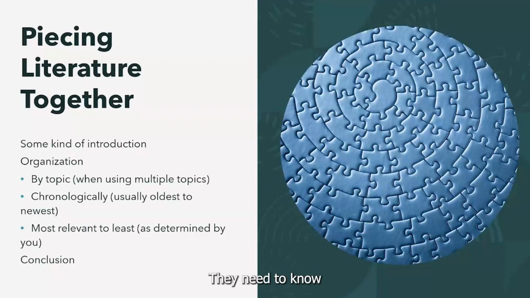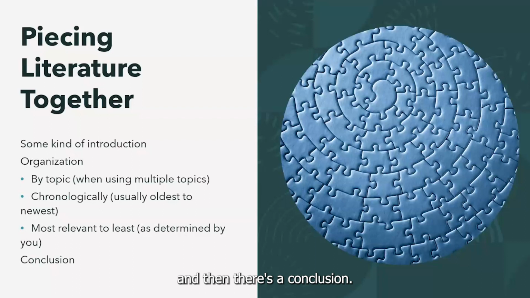They need to know, you can't just jump into literature and go, all right, Smith says this, this, and this, and Garcia says this, this, and this. You need some kind of thing at the beginning to hold it all together. And then once you have that, you can start organizing. I have a few little bits here, by topic, chronologically. I actually go into more detail in another slide after this, so don't worry about that.